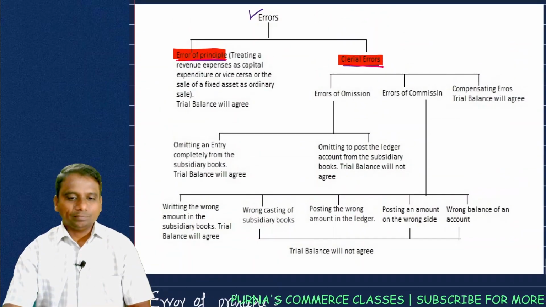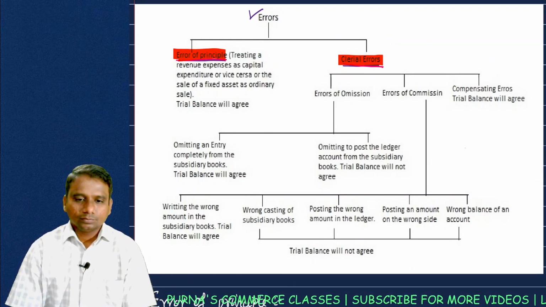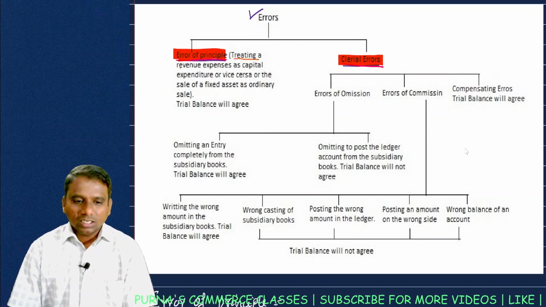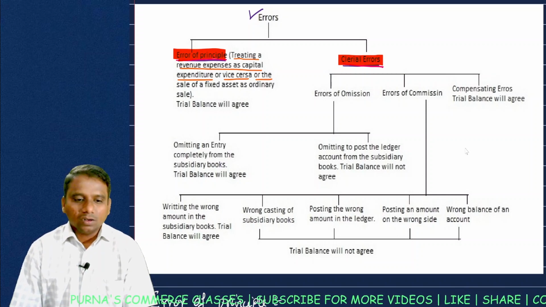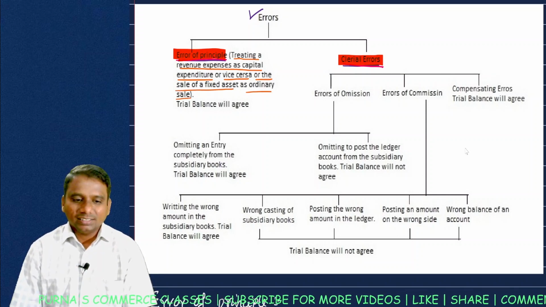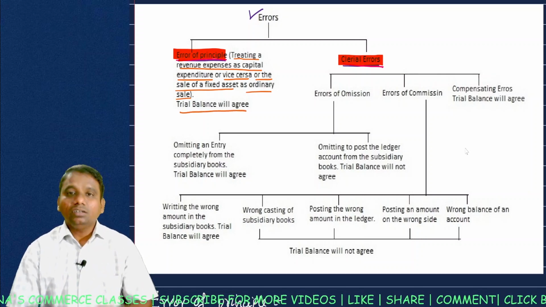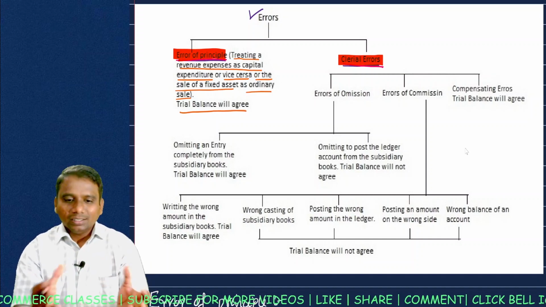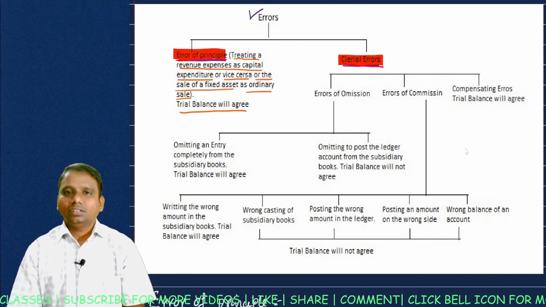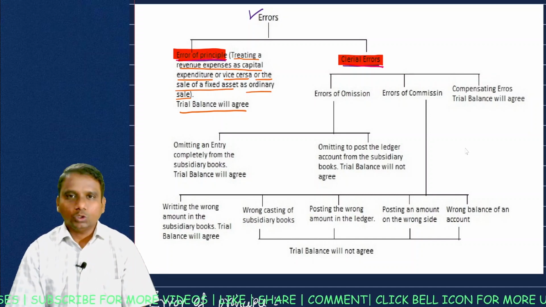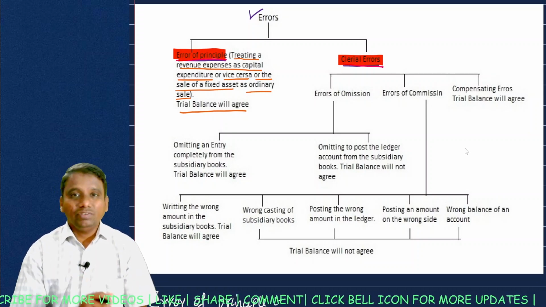Now look at the next one. Treating revenue expenses as capital expenditure or vice versa, or the sale of fixed asset as ordinary sale. These are called error of principle. Our trial balance will agree. If you can understand this flow chart, then you can understand all the errors committed in maintaining the books of accounts. After understanding this flow chart, we try to understand its rectification.